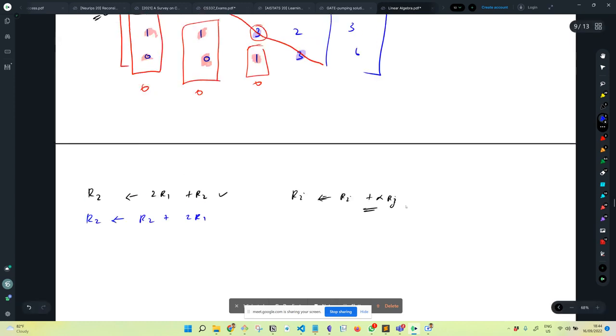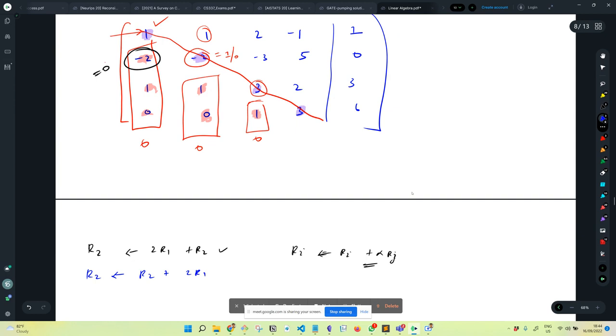Right, R2 equals, that's right, R2 equals 2 times R1 plus R2. So this is correct, but I request you to stick to the notation in this format. Ri should be equal to Ri plus alpha times Rj. Let's always follow this notation. I'm repeating this only to make LU decomposition easy later. Okay, so your equation is perfectly correct, but I would like to rearrange it in this format. R2 equals R2 plus 2 times R1. Okay. Once I do that, what will happen?